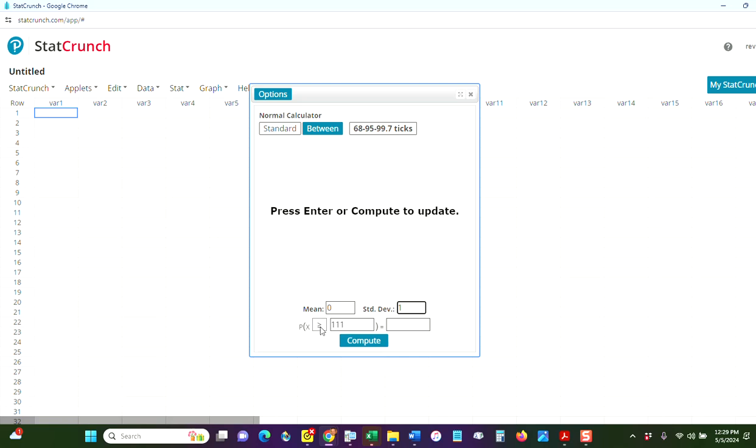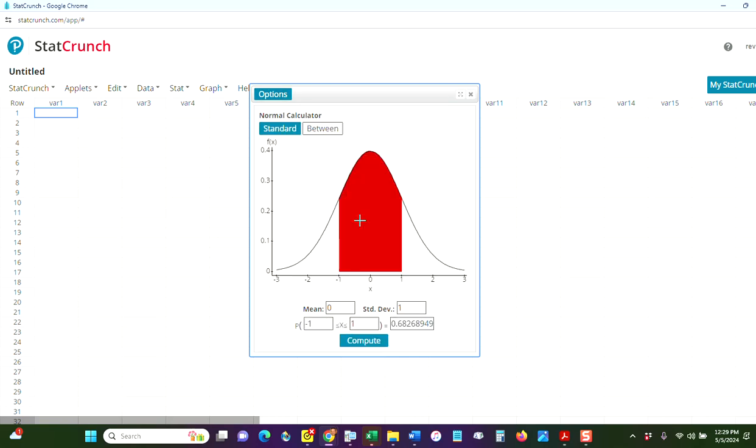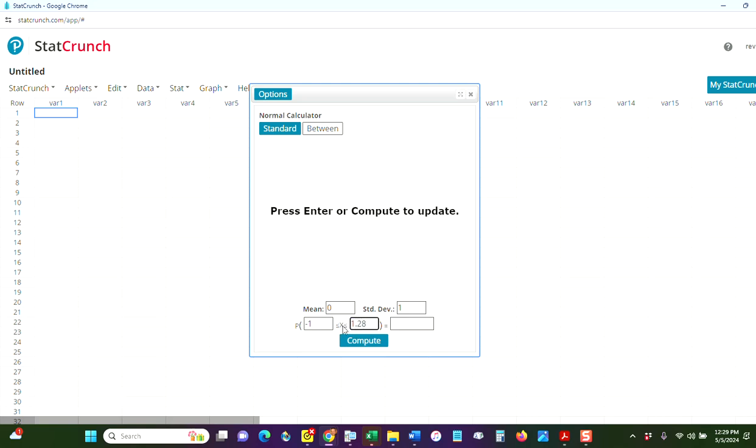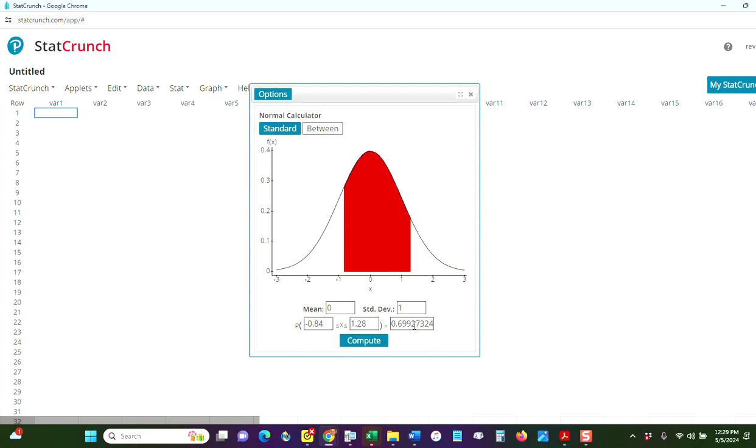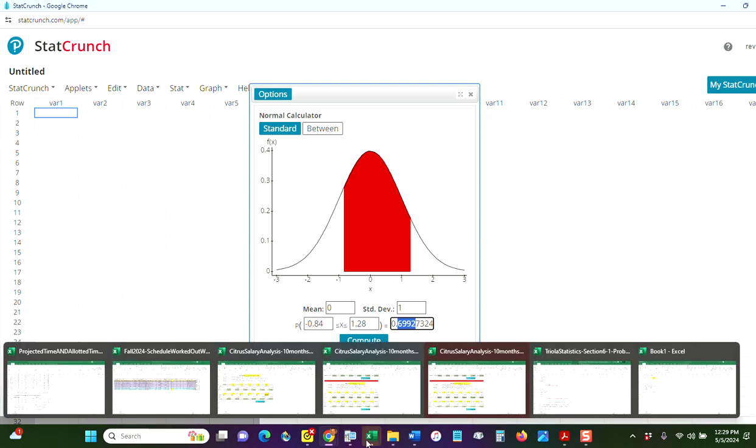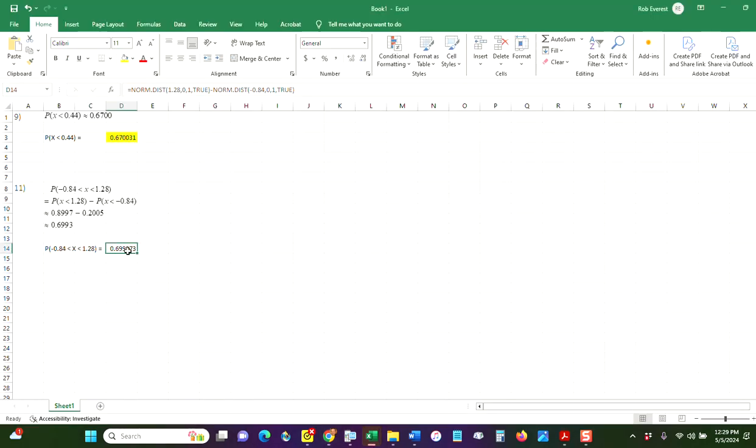So if I click on this button here for between, now it changes. The x is less than or equal to the right bound, which was 1.28 if memory serves me correctly. And I changed this so x is also simultaneously greater than or equal to negative 0.84. So when I compute that, it gives me an area of 0.6993 to the closest 10,000th, which also aligned with what Excel did to the closest 10,000th, or 4 decimal accuracy.